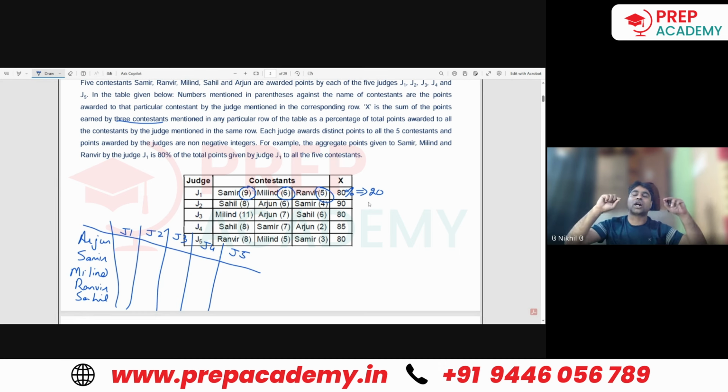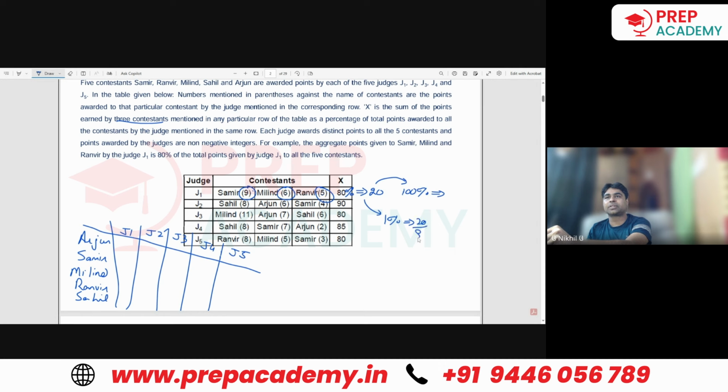So judge 1 awarded how many marks? How can you calculate that? If 80% of the marks that judge awarded was equal to 20 marks, what would 100% be equal to? That is the first step. So first step is, what would be 1%? Simple unitary method, 20 upon 80, 1 upon 4. And when you multiply 1 upon 4 with 100, you will get 25. That means judge 1 awarded a total of 25 marks to all the contestants put together.